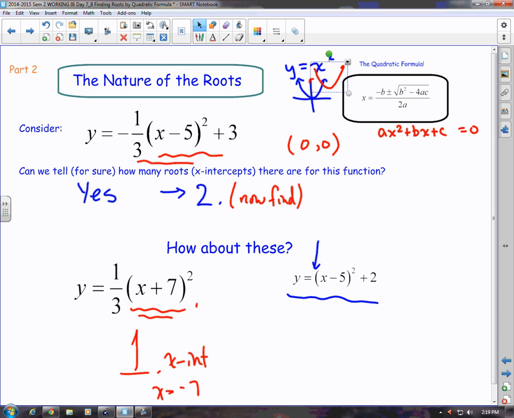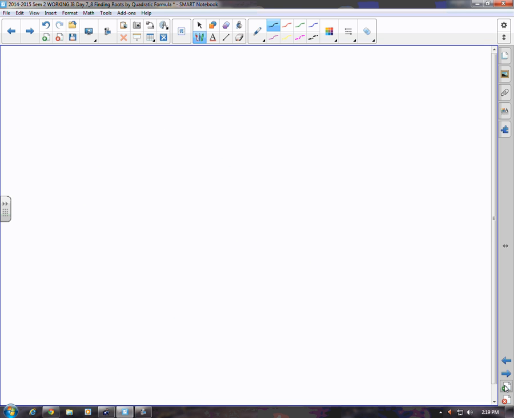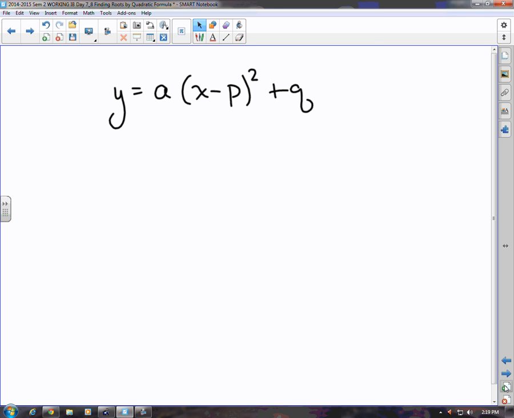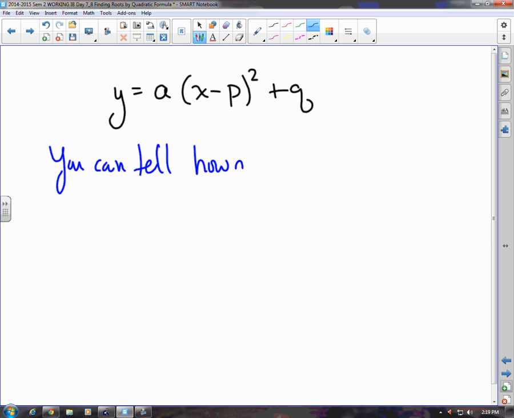Now, this is one of the particular outcomes that you should recognize: when it's in this form, you should be able to tell how many intercepts there are. You can tell, and this is the hardest one, that there are 0. You can tell when there is 1. And you can tell when there are 2. From this form, it's clear. You just have to process it.